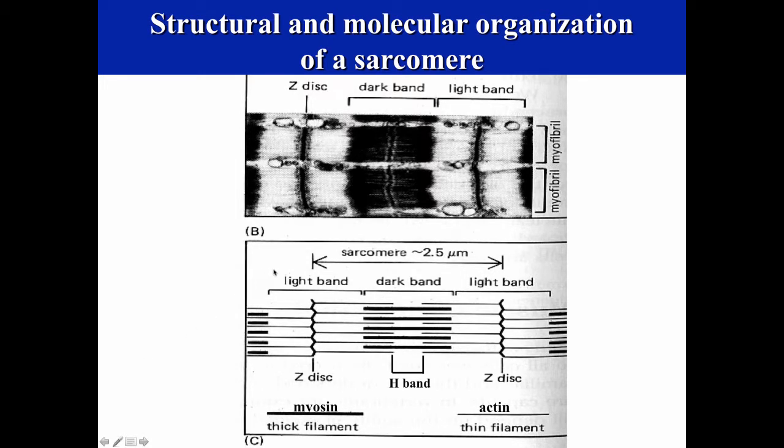Now, one other point of note is that the area of the A band, the dark band, which does not contain actin filaments, into which the actin filaments do not extend, is called the H band. And this is important because the H band is the band that decreases in size along with the I band during contraction of muscle.